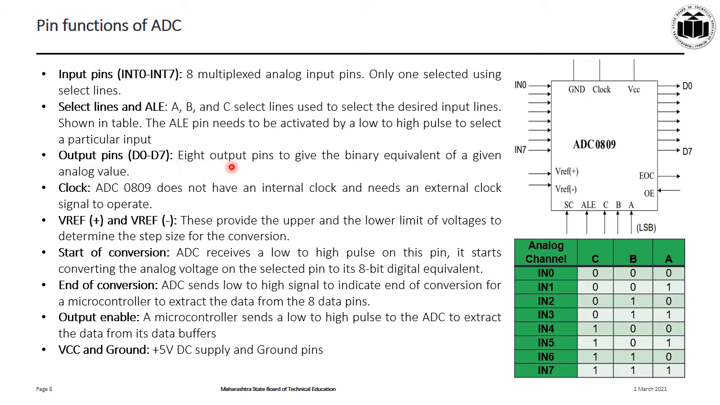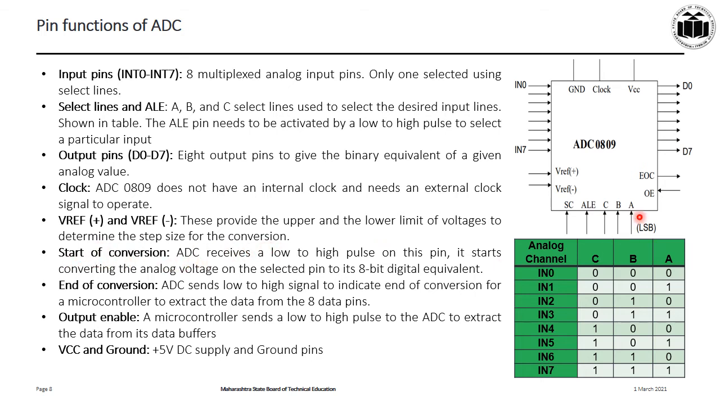D0 to D7 are output pins to give binary equivalent for analog value. Clock: ADC does not have an internal clock, so we need to operate using an external clock. When connecting to microcontroller, the microcontroller clock can also be connected to the ADC. We reference the upper and lower limits of voltages to determine the step size for conversion.